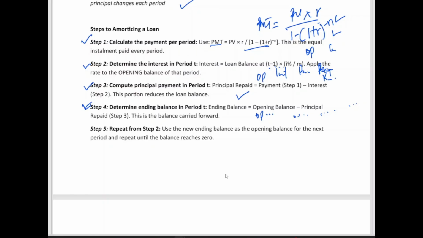Step 5 is to repeat step 2. Use the new ending balance as the opening balance for the next period. So you repeat step 2 to step 4.